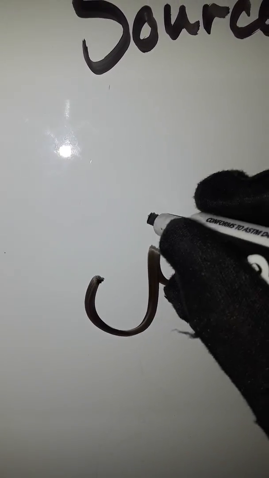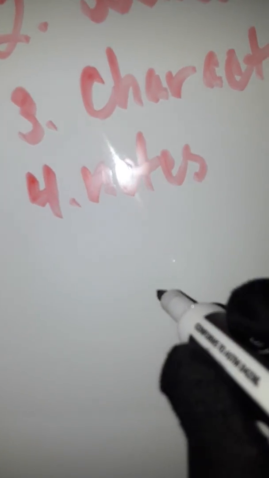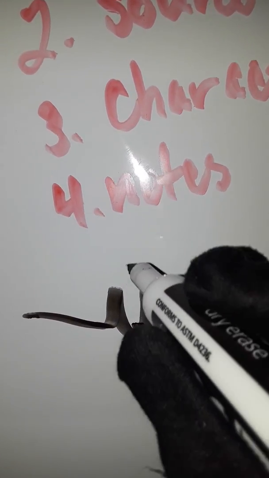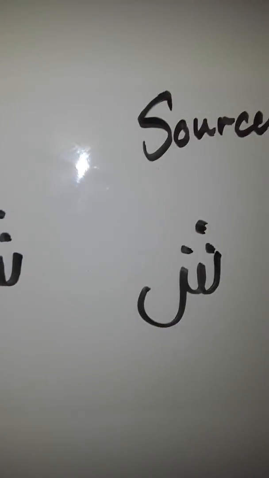Okay, I had to open that dry erase. So anyway, the letter is sheen. When it's by itself, it looks like this. When it's in the beginning of the word, it looks like this. Middle. Whoops, I'm sorry, it should be like that. And then at the end of the word. So obviously it looks pretty much the same throughout.